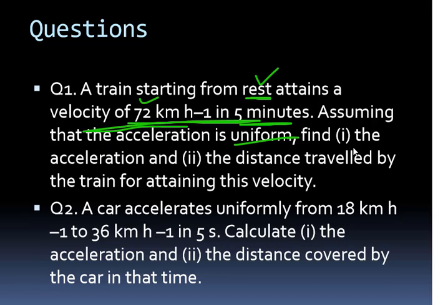Okay. Find, first point, the acceleration. Here we need to find the acceleration. Second point, the distance traveled by the train for attaining this velocity. That means if the train will move from the rest position, that is 0, to the final velocity 72 km per hour, what is the minimum distance that the train has to travel within 5 minutes. So let us solve this question.